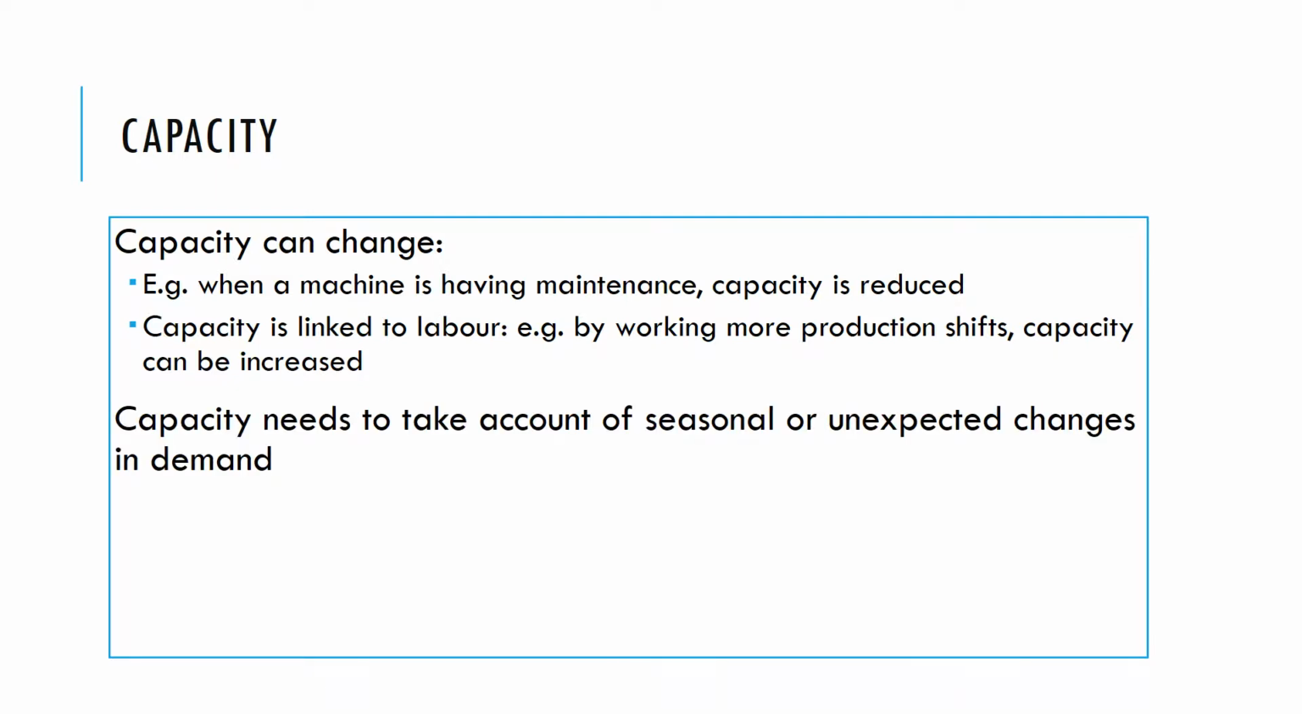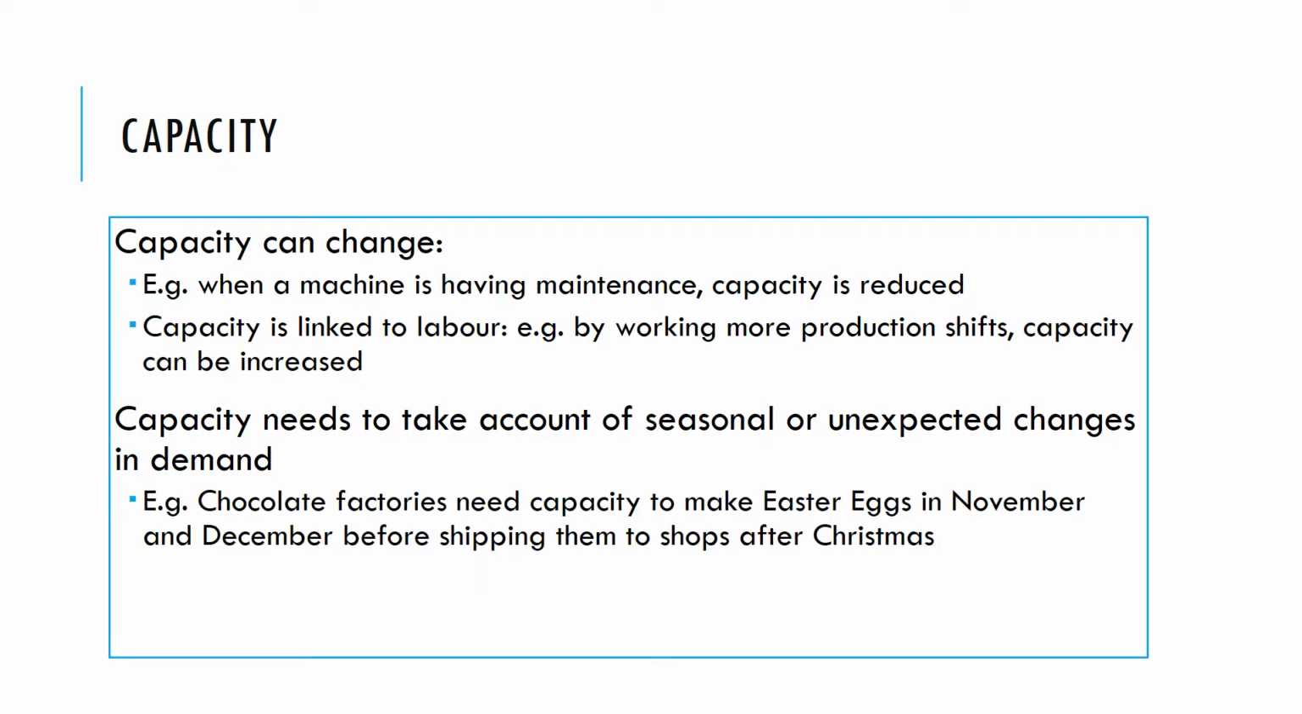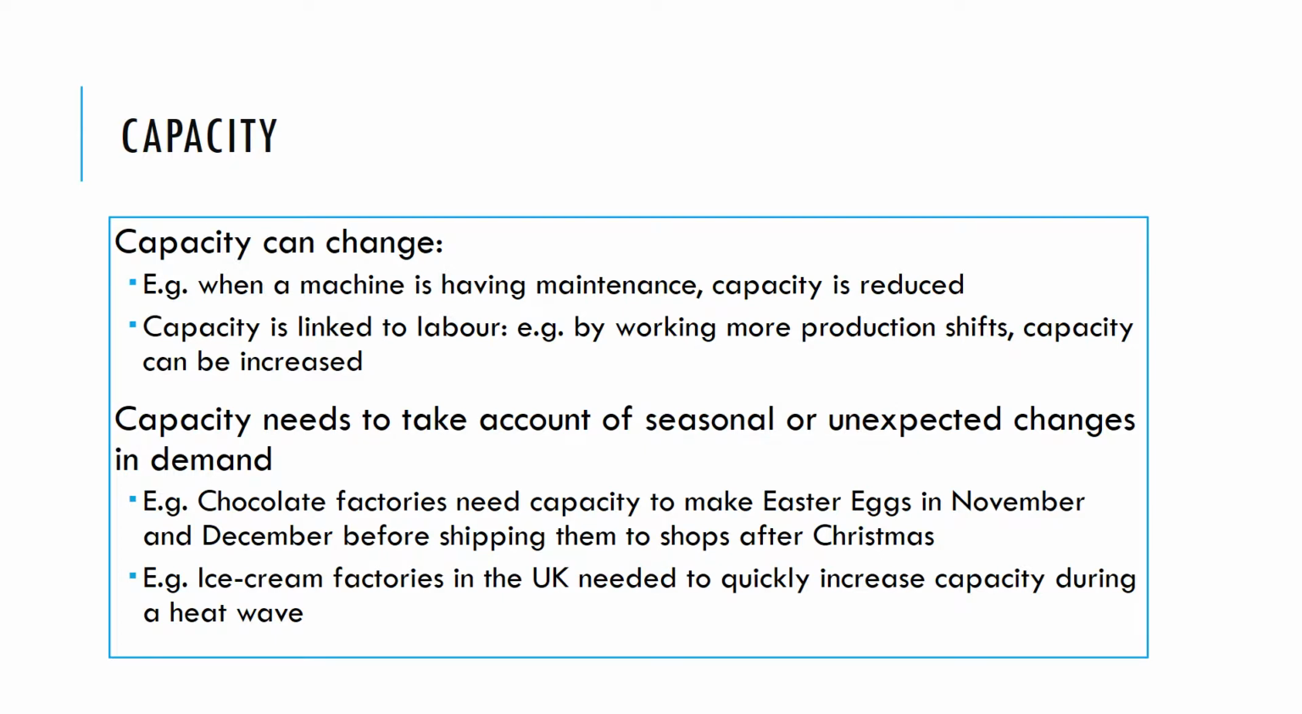Capacity also is a concern for a business because you need to take into account seasonal or unexpected changes in demand. So for example, chocolate factories, they need to be able to make a lot at Easter and a lot for Christmas, and so they need to make sure the output they can produce in a certain period of time is sufficient for those peak periods of time. Likewise, for an ice cream factory, they need to make sure the maximum they can produce is sufficient that they can produce enough, say during a heat wave.